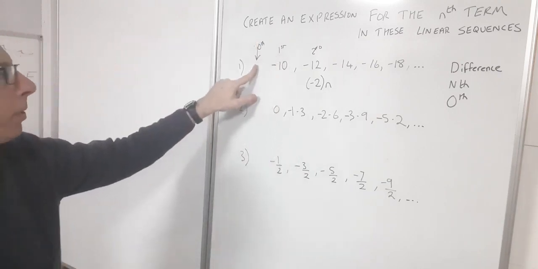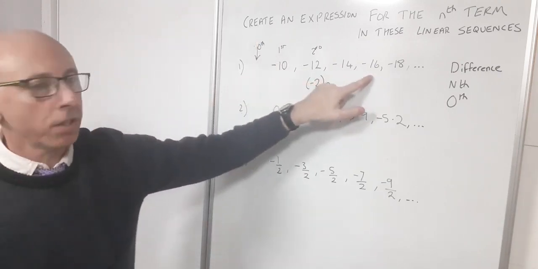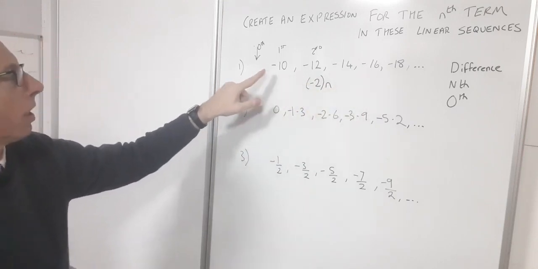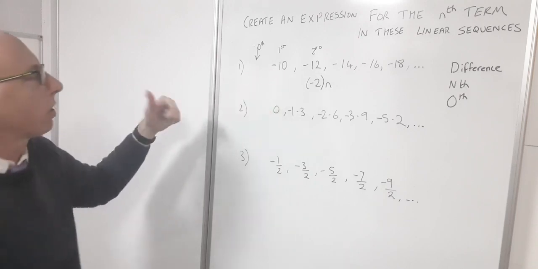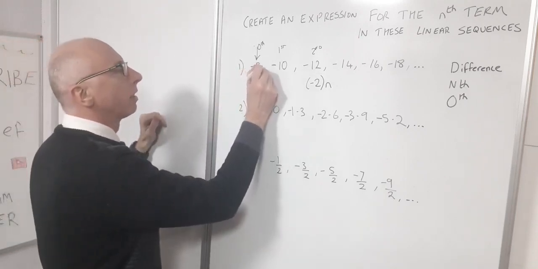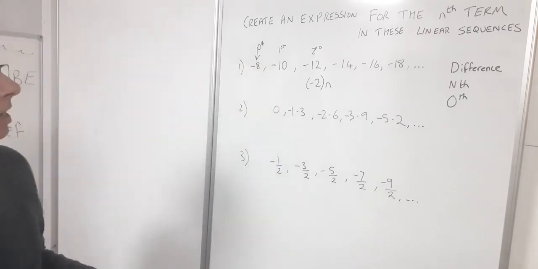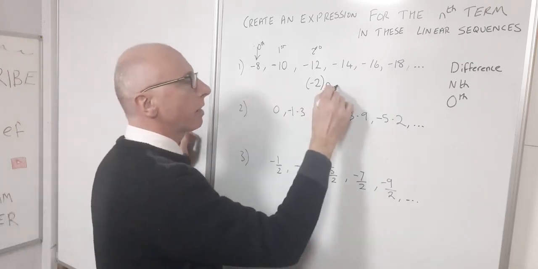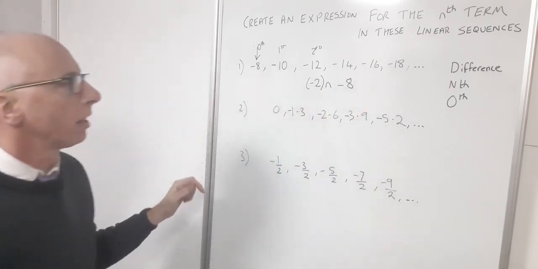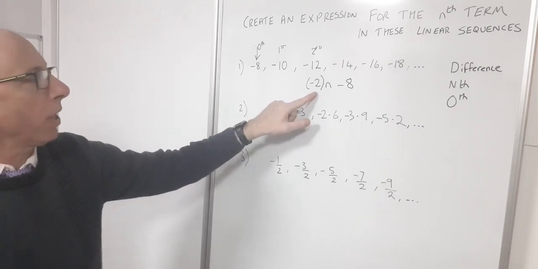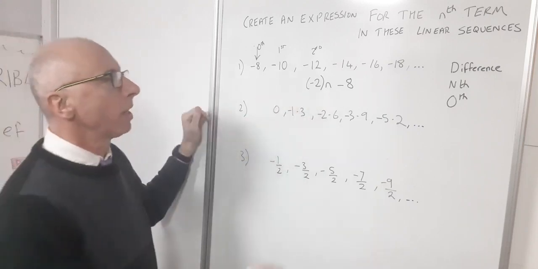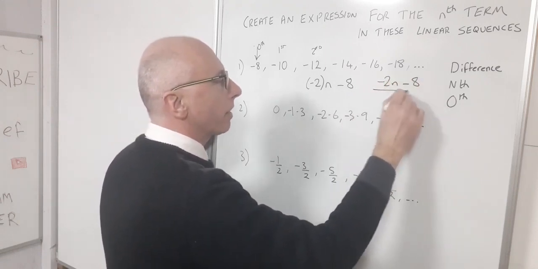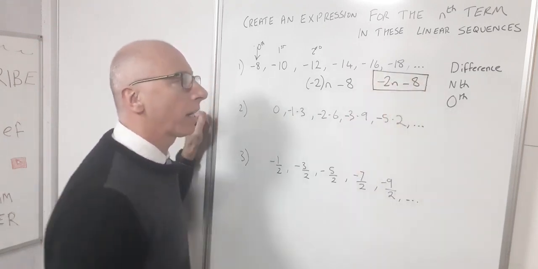Now what number would I put here? Well, if I go in this direction, I'm subtracting 2. If I go in this direction, I need to add 2. So -10 plus 2 is going to give me -8. So that's my 0th term. So now all I do is add on my 0th term. As it's -8, I just write -8. So therefore, an expression for my nth term is -2n minus 8. And that is how I'm going to write that expression there.